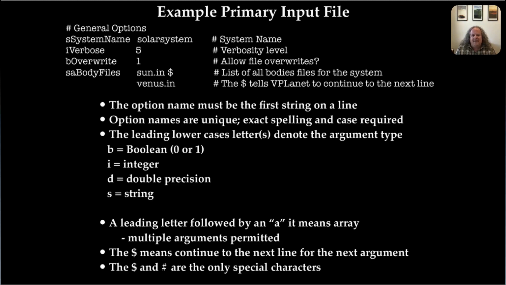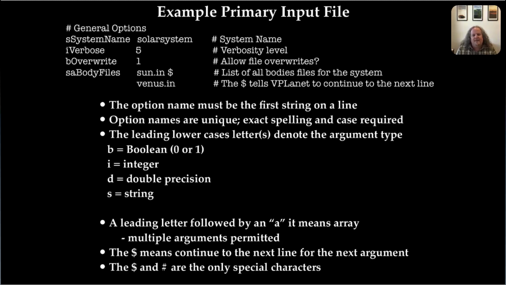You may have also noted that each of these options contains a leading lowercase letter. These characters denote the type of argument the option accepts. So b means the argument is a Boolean, and the argument must be either 0 or 1. i is an integer, so the argument must be a whole number. d stands for double precision, so that means the argument can have decimal places. s stands for string, meaning non-numeric characters are allowed. If that leading letter is also followed by a lowercase a, then the argument can be an array of values. In other words, more than one argument is allowed.